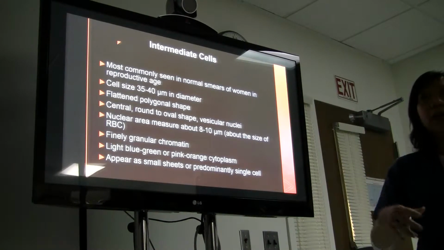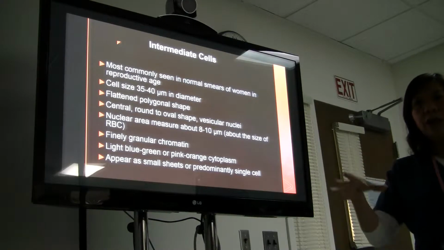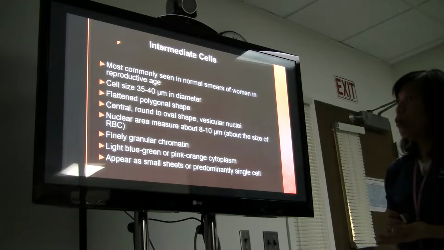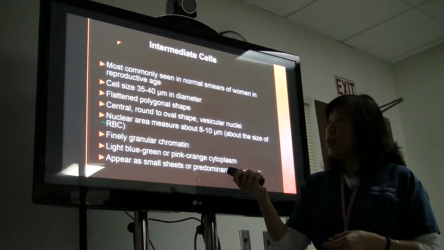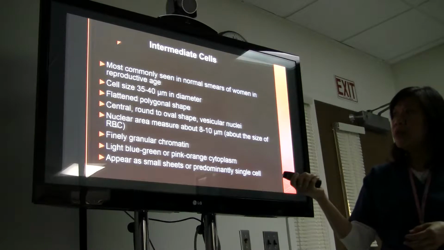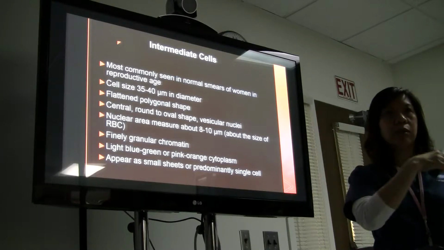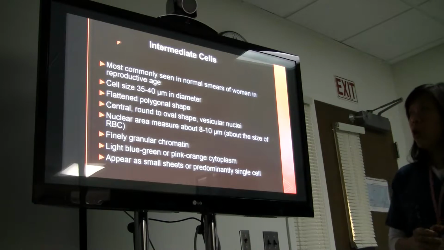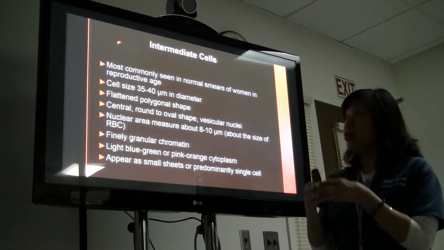Okay, they're spread out. It's a flattened polygonal shape. Usually it's kind of round, a little polygonal, and it has a central round to oval shaped vesicular nucleus. Keep in mind, the nuclear area measures about 8 to 10 micrometers, about the size of an RBC, red cells. What is the size of this similar to, compared to the previous one that we looked at? Basal cells. Basal cells, very good. The whole basal cell is about 8 to 12 micrometers, right? So it's like the size of a nucleus.